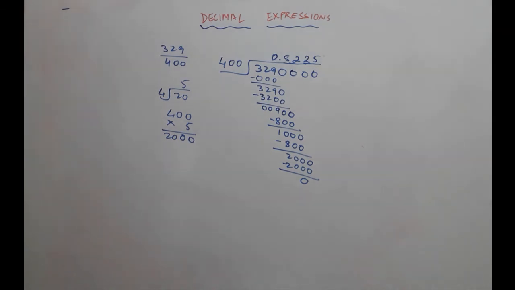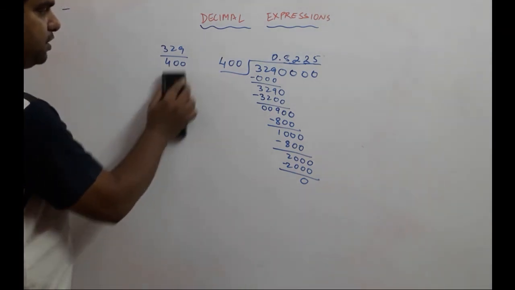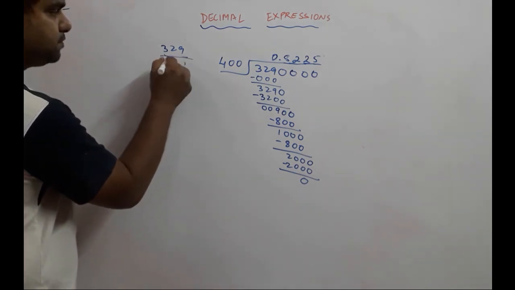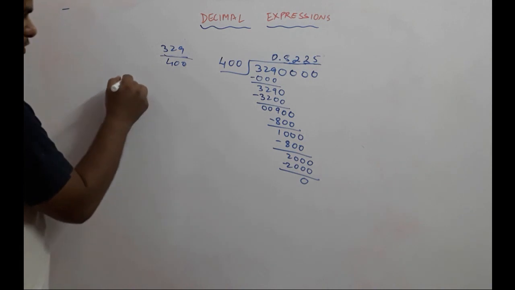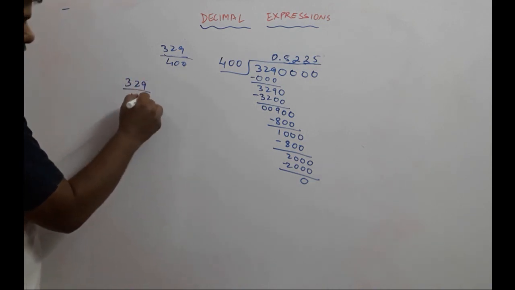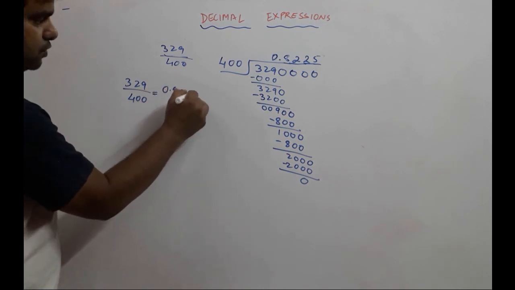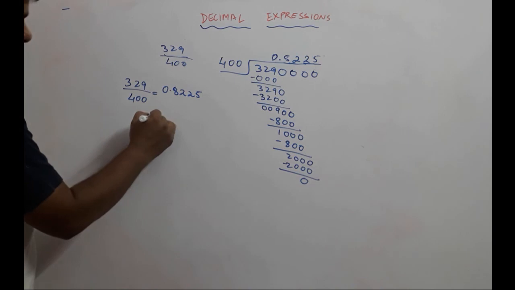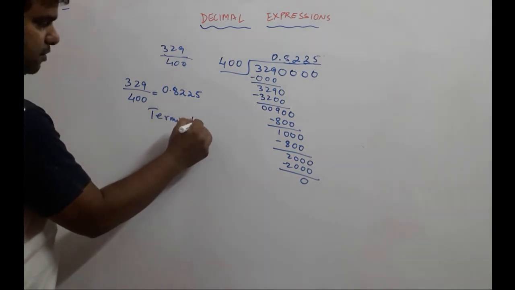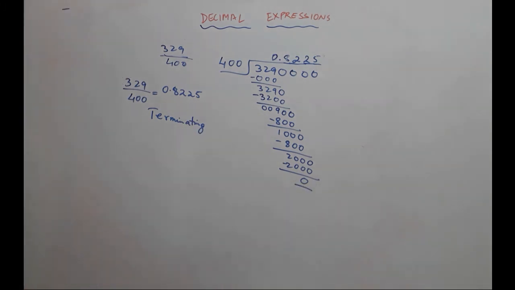Easy? So what do we get? We get a terminating sequence. So we can erase this. So that way we can say 329 upon 400 is equal to 0.8225, and the sequence is terminating because our remainder is 0.